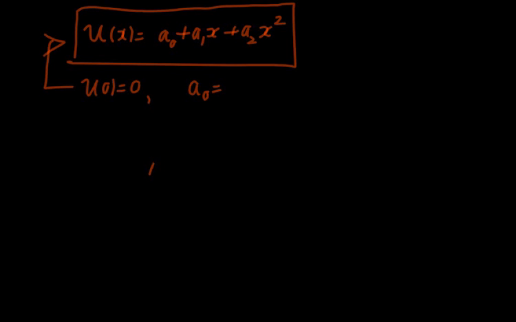So we can modify our trial solution a little bit. So I will write that also. Let me modify the trial solution. The modified trial solution is u of x is equal to a1x plus a2x squared.